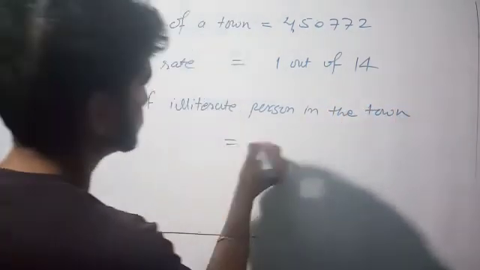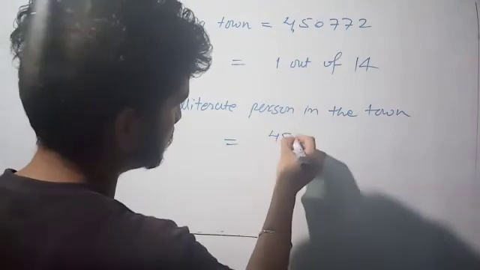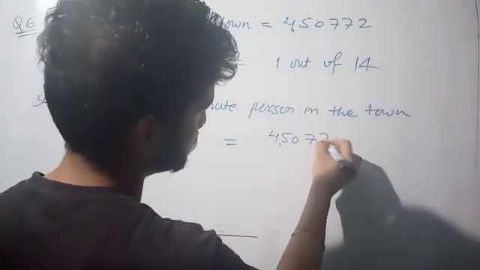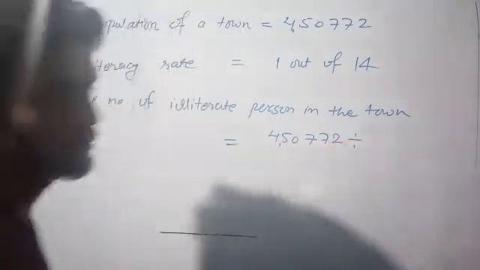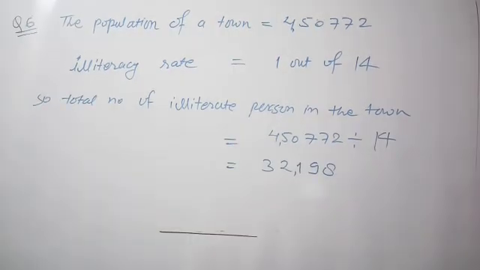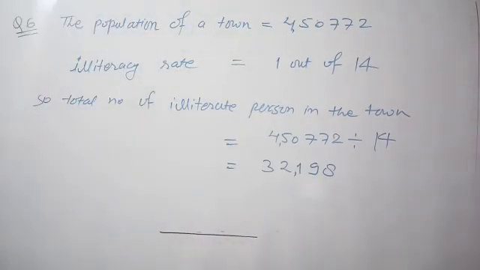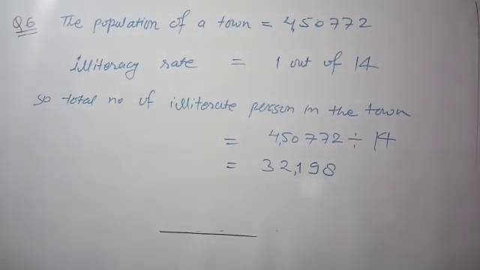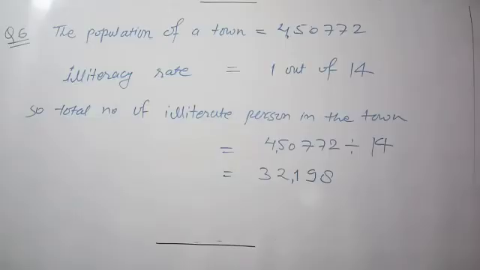If you have to find this, then we can divide 450772 by 14. On dividing this number by 14, we have the answer 32,198. So the total number of people who are illiterate is 32,198.